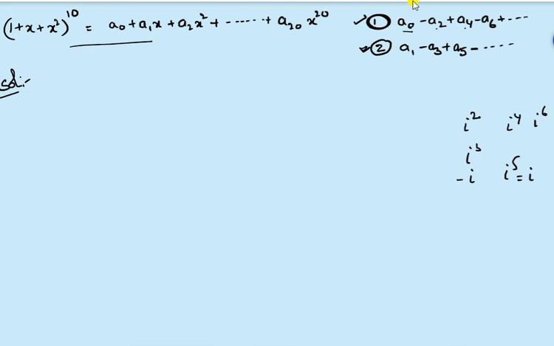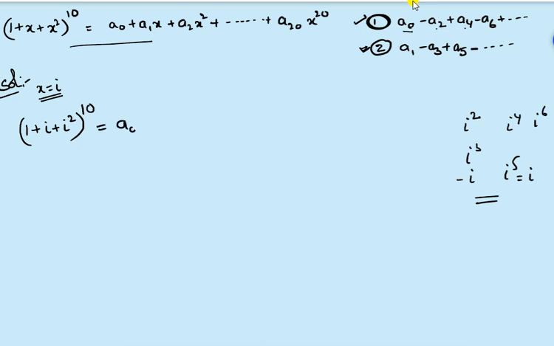So observe here what I am doing. Put x equals i. If you put x equals i, what will we get? 1 plus i square. You know i square is equal to minus 1.